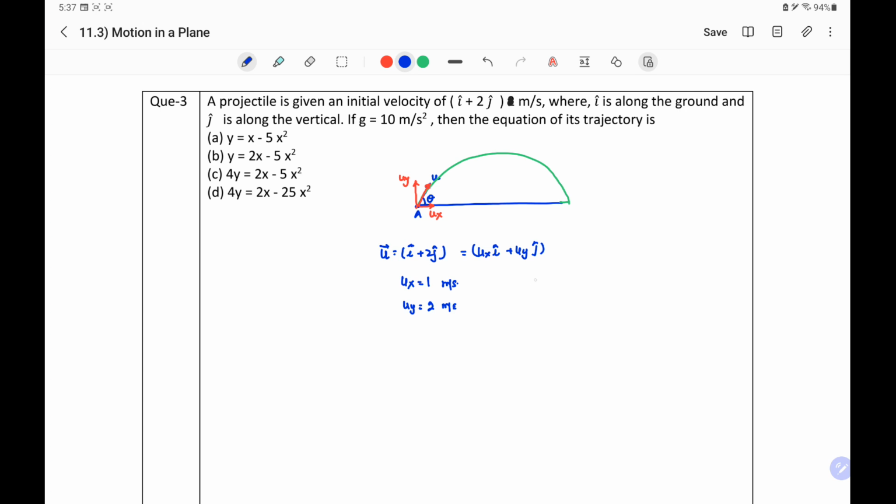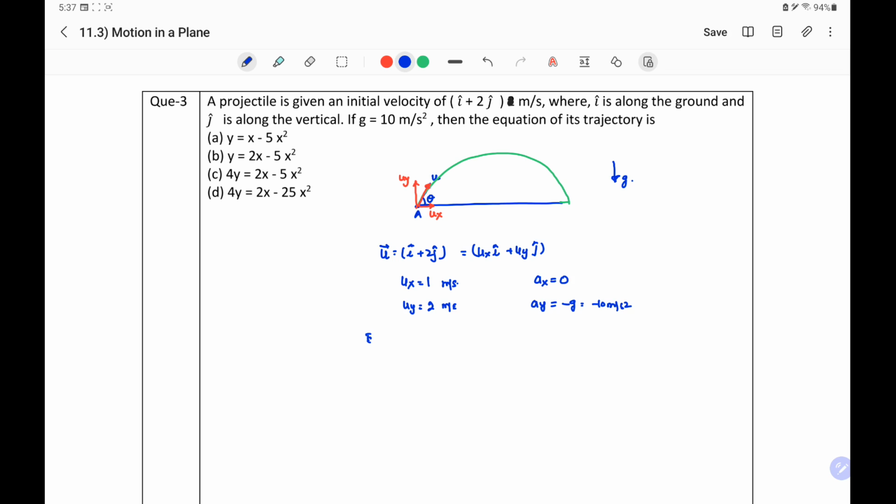There is no acceleration in horizontal direction, so ax will be 0, and acceleration in y direction will be minus g, that is equal to minus 10 meter per second square, because acceleration due to gravity is acting downward. Therefore, to find the equation of trajectory, we have to relate the x and y.